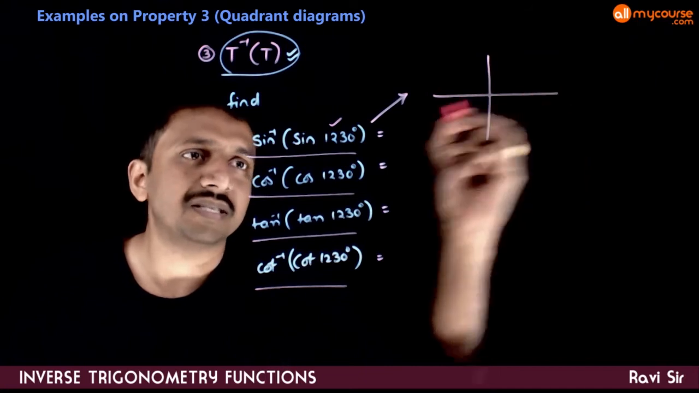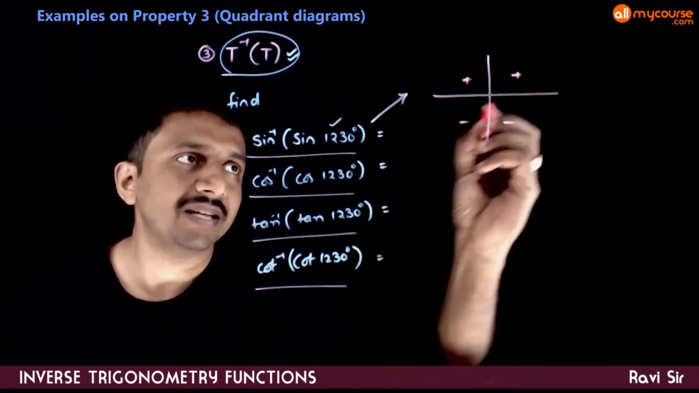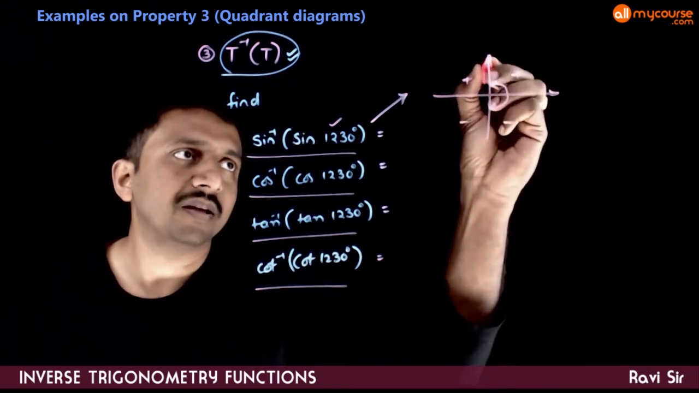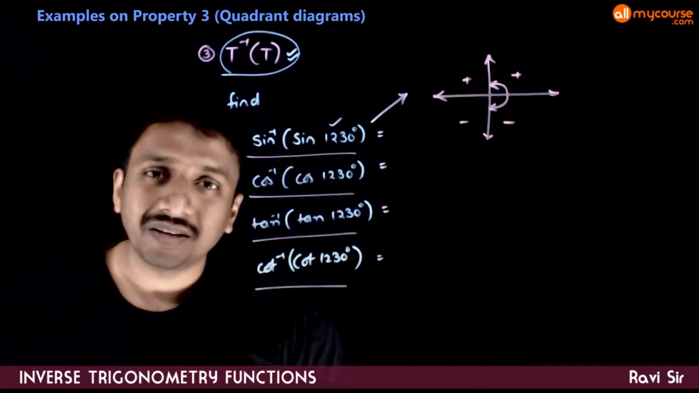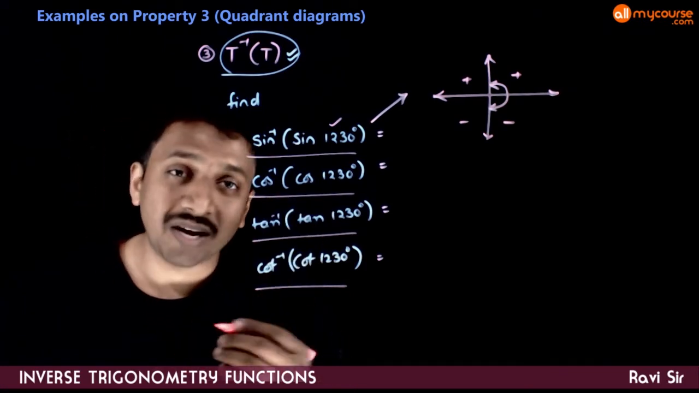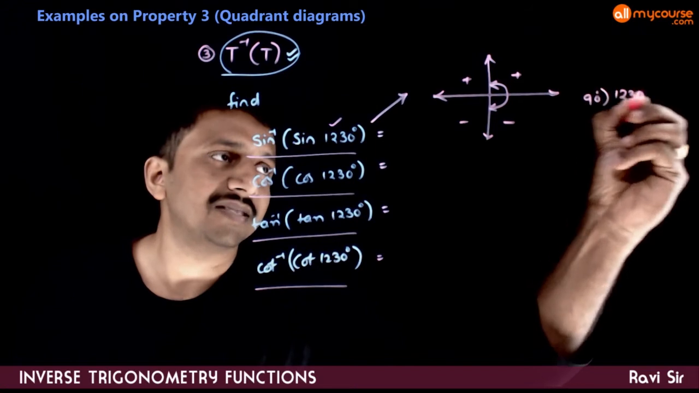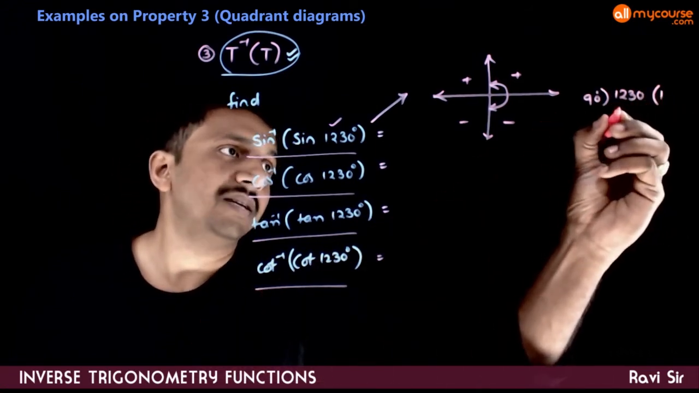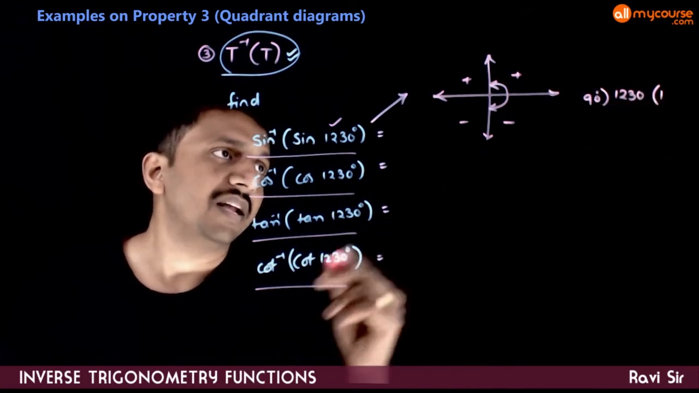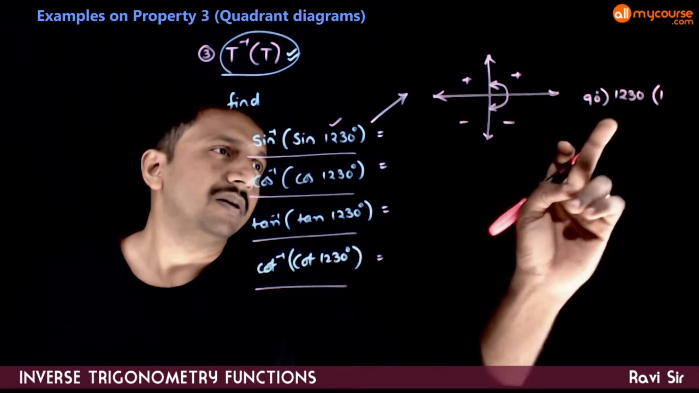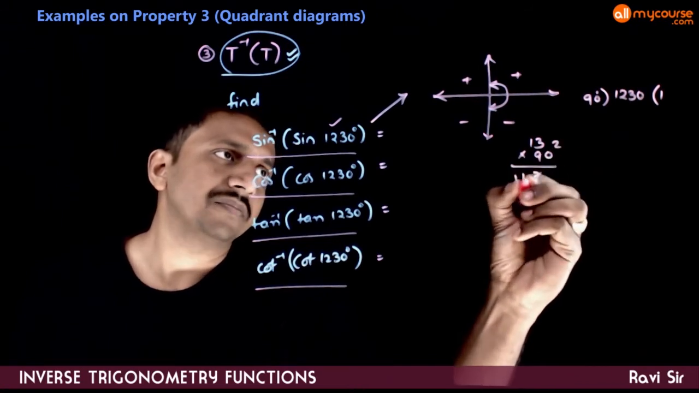Sine inverse of sine 1230 degrees. Let us first draw the quadrant diagram for sine inverse: plus, plus, minus, minus, and the range is minus pi by 2 to pi by 2. Now in this quadrant diagram, let us plot the ray corresponding to 1230 degrees. Where does the ray stop? To do that, let us divide 1230 by 90 degrees and see how many 90s there are. 10 90s is 900, 11 90s is 990, 12 90s is 1080, 13 90s is 1170 degrees.